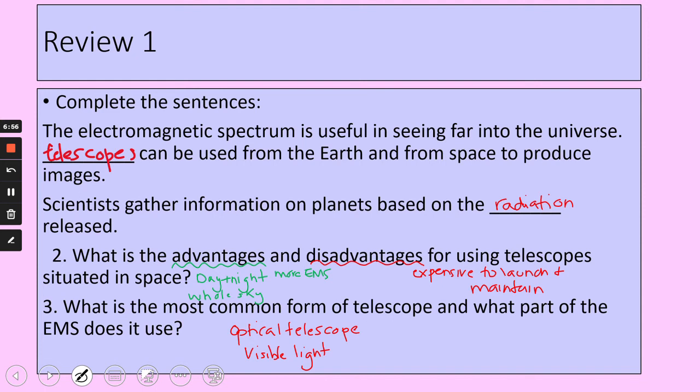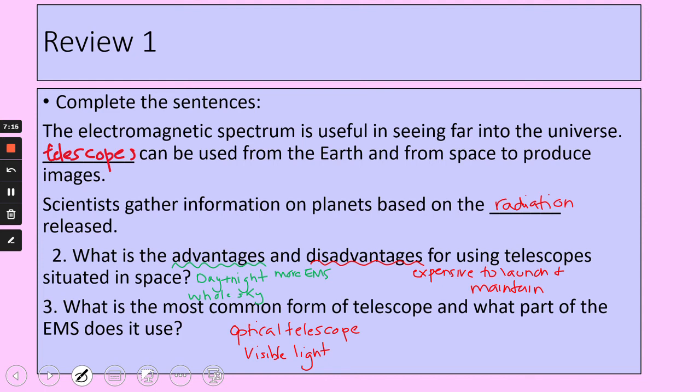Okay, so let's go through completing the sentences. The electromagnetic spectrum is useful in seeing far into the universe. Telescopes can be used from the Earth and from space to produce images. Scientists gather information on planets based on the radiation released.